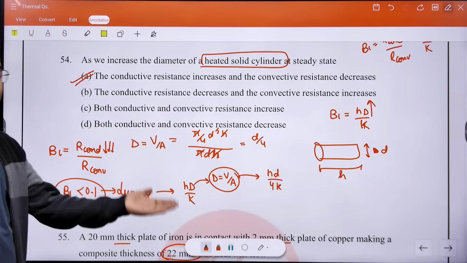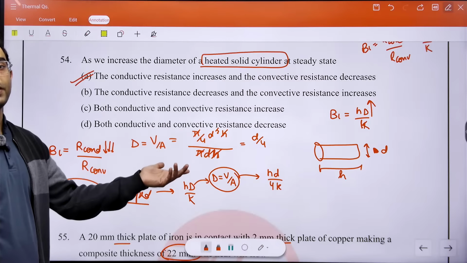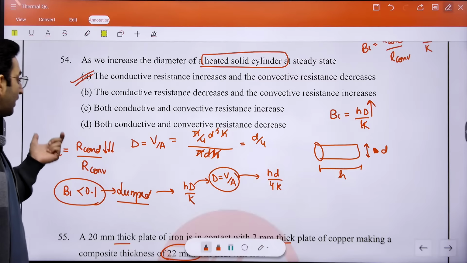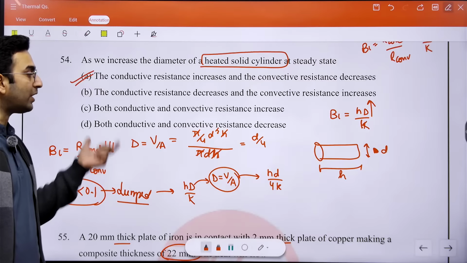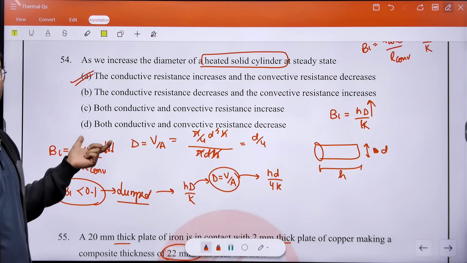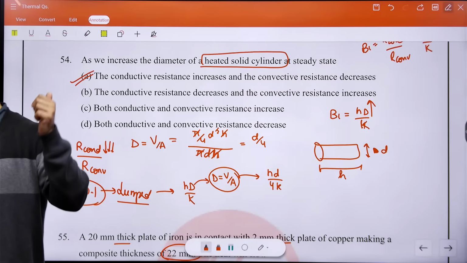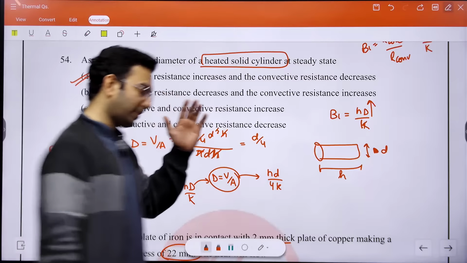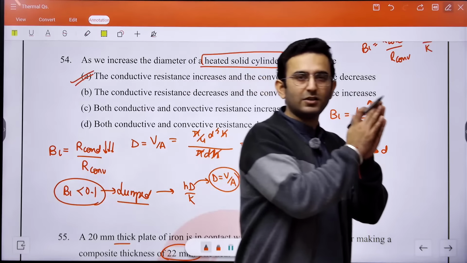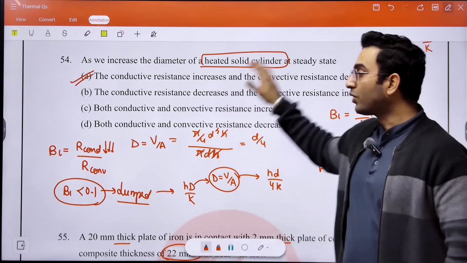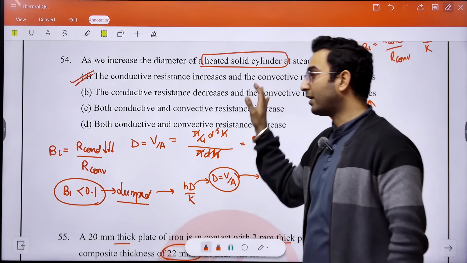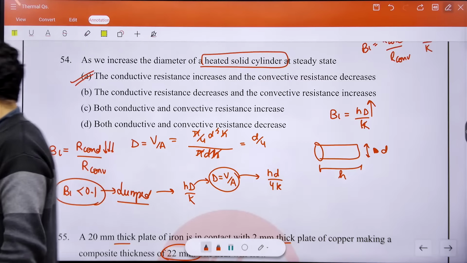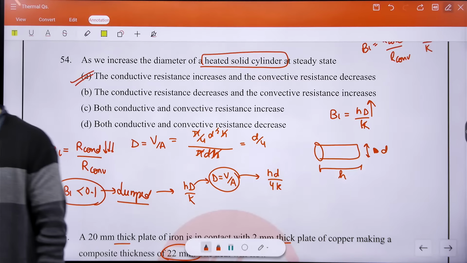Now, if you are increasing the diameter of the cylinder, then what is happening? The corresponding Biot number is going to increase. That means conduction resistance is going to increase. Don't get confused with this. That's the simple part of the starting analysis of heat transfer. Here we are not talking about a hollow cylinder, we are talking about a solid cylinder. So you have to use the concept of the Biot number, not the simple formula of logarithmic variation.